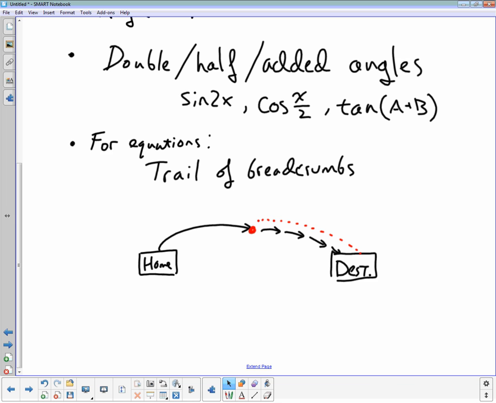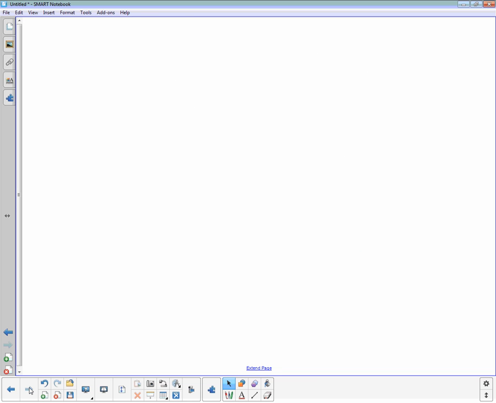All right. So this technique of using a trail of breadcrumbs we'll investigate thoroughly, because some of the hardest problems that you'll solve can be taken apart by using the trail of breadcrumbs technique. All right.